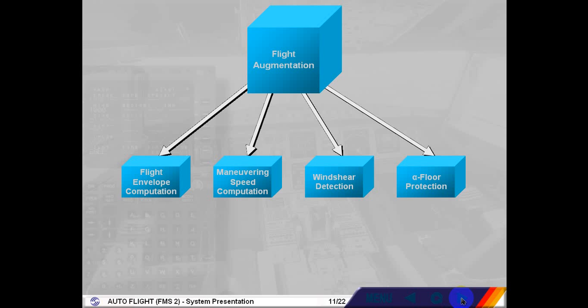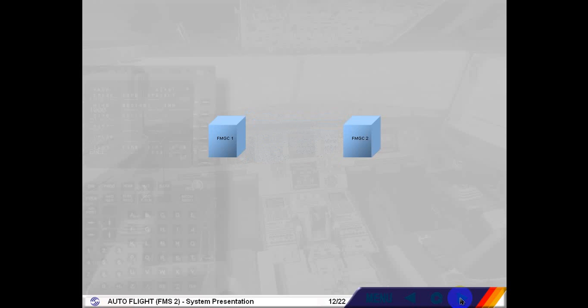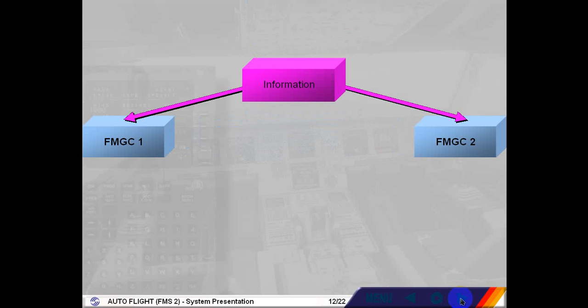Note, the FAC has various yaw functions, such as yaw damping, turn coordination, and others which will be reviewed in the flight control chapter. As a general rule, the two FMGCs have access to information provided by on-side sensors, except for certain parameters or in case of failures. They exchange information for validity comparison purposes.